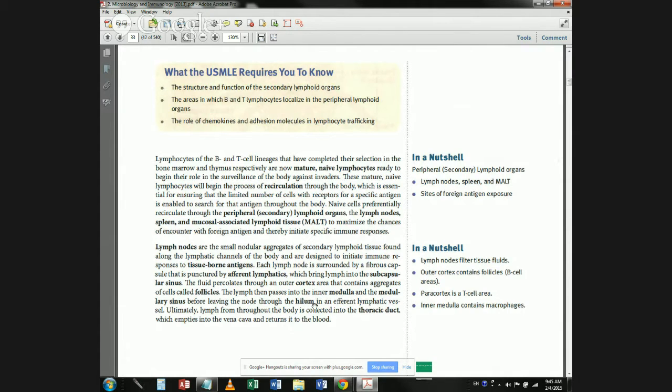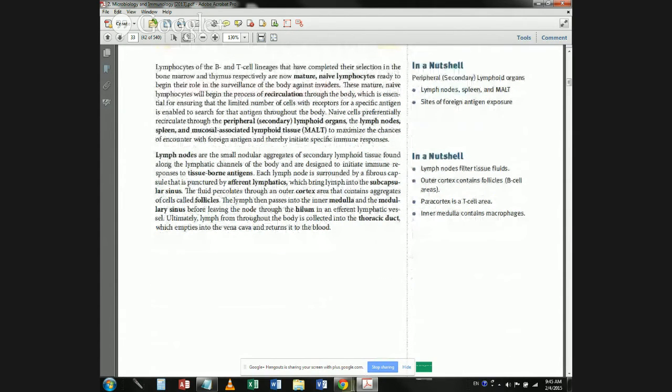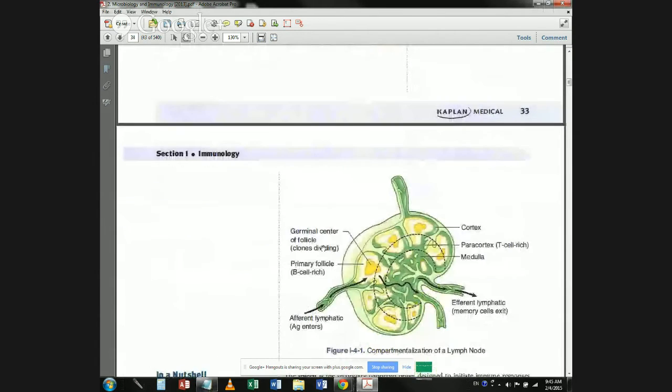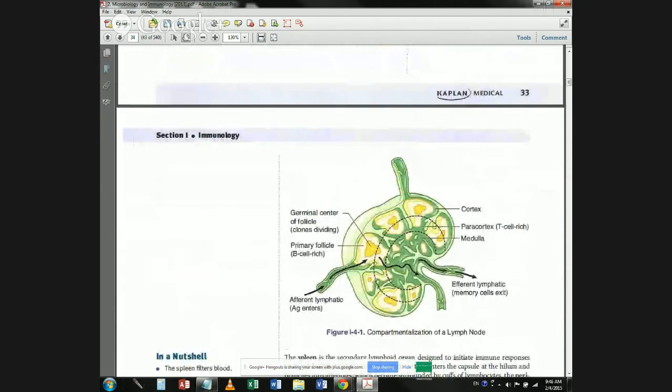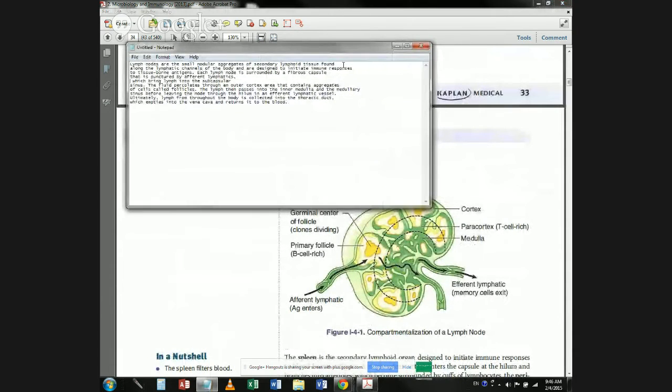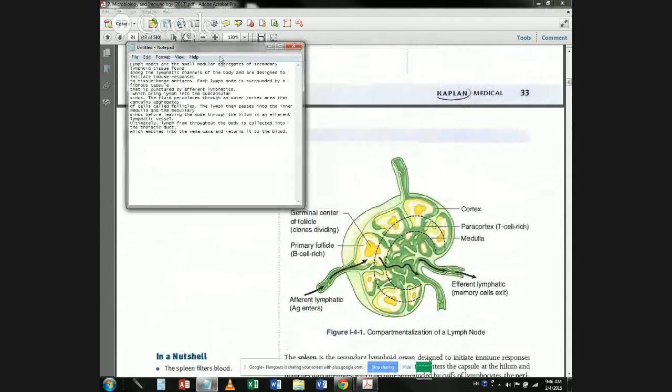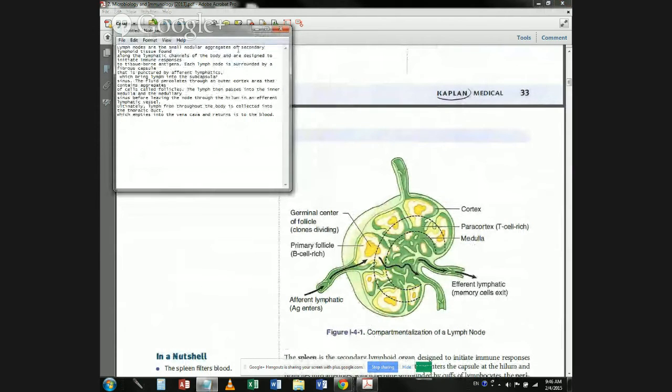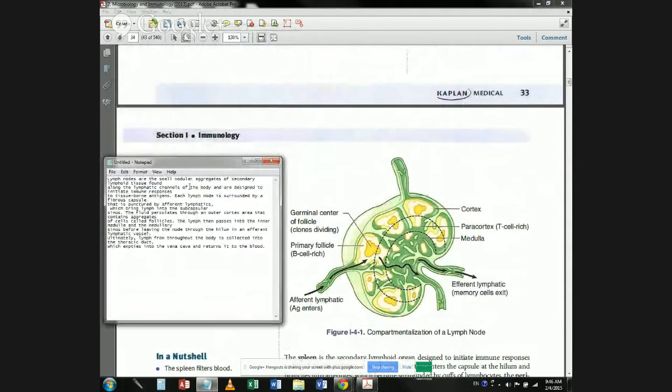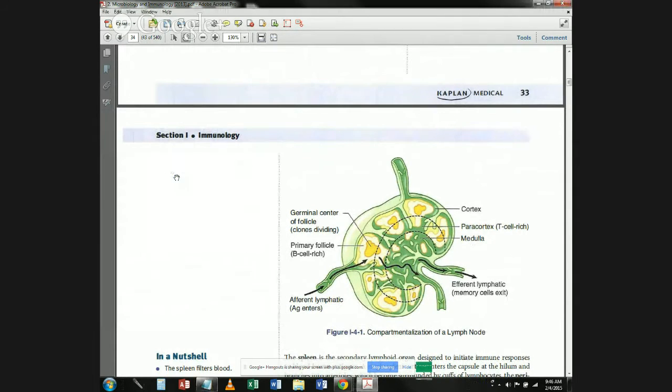Now, what I'm going to do is go up to the picture, that way we can see what we're talking about. Okay, so lymph nodes are the small nodular aggregates of secondary lymphoid tissue that is found along, well, we've already done this.